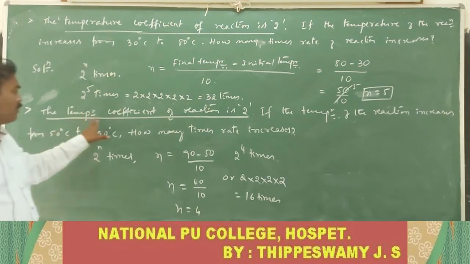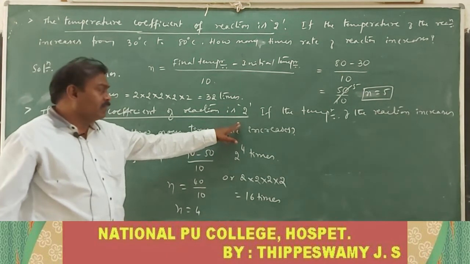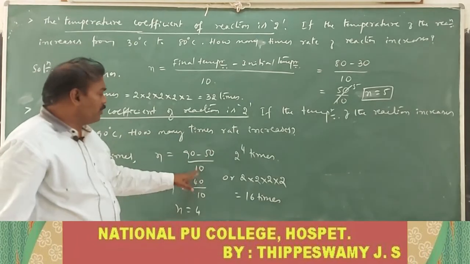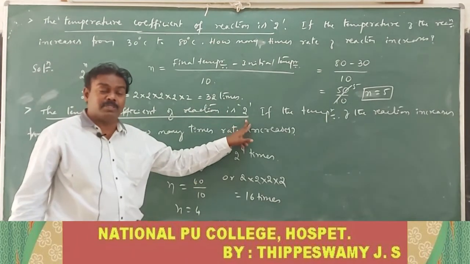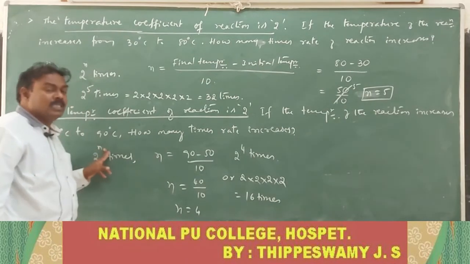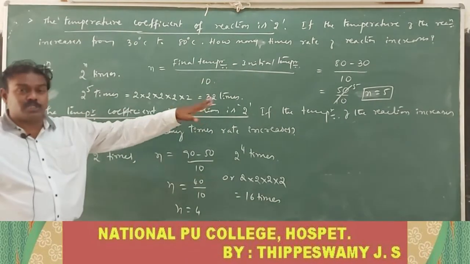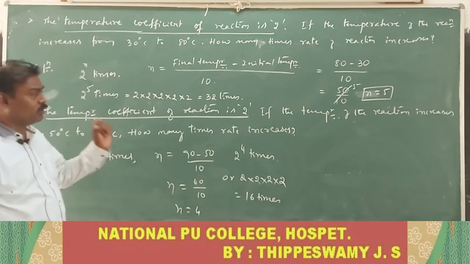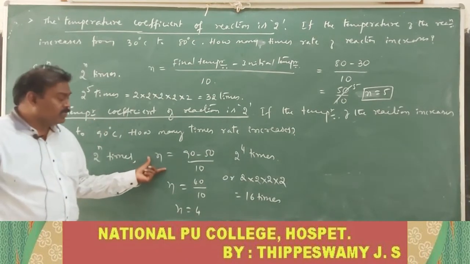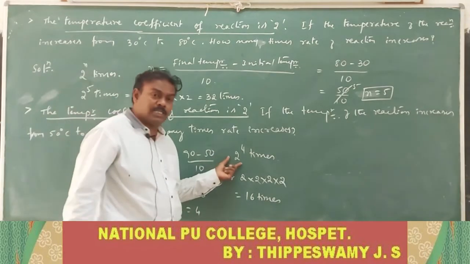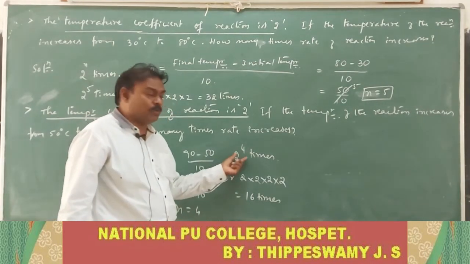If the temperature coefficient of reaction is given as 2, that means we have to take 2 to the power n times. If the temperature coefficient of reaction is given as 3, then we can take 3 to the power n. Here the temperature coefficient of reaction is usually 2. So 2 to the power n means how many times the rate increases, we have to find the value of n. Once you get n, you can take 2 to the power n times, that is 2 to the power 4 times only.